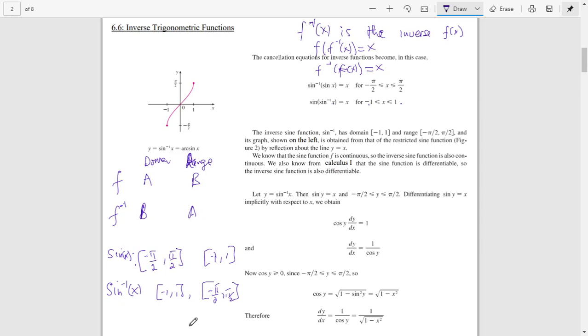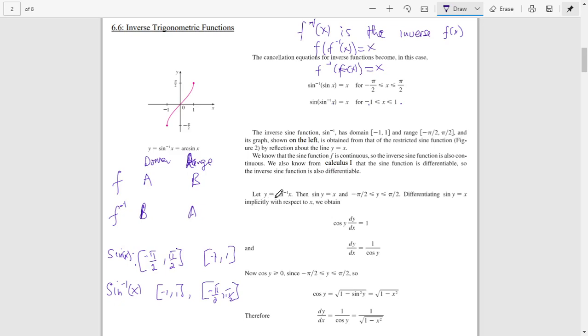So you should know this, the relationship between the domain and range of a function to the domain and range of its inverse. Now, if a function is continuous, its inverse is also continuous. From Calc 1, we know that the sine function is continuous, so it's differentiable. That tells us that the inverse sine should also be differentiable. In that case, we want to find the derivative of inverse sine.